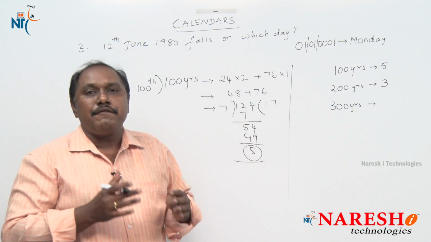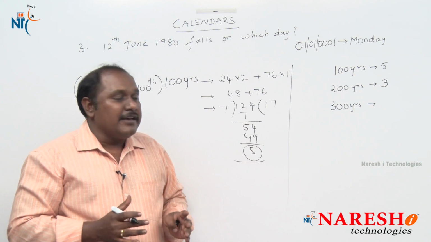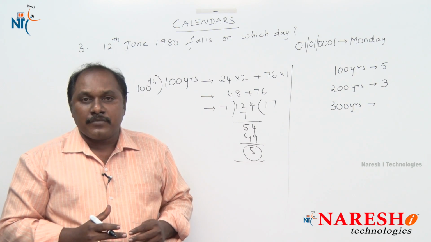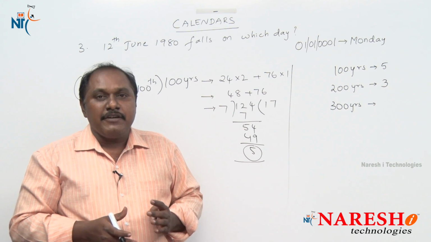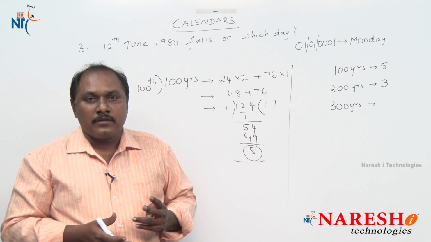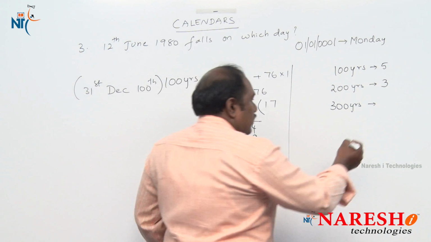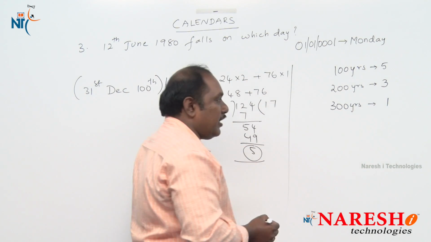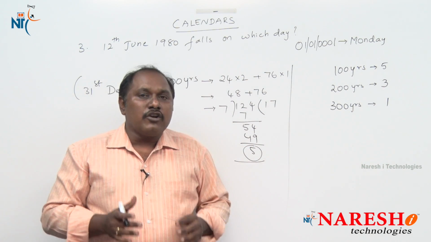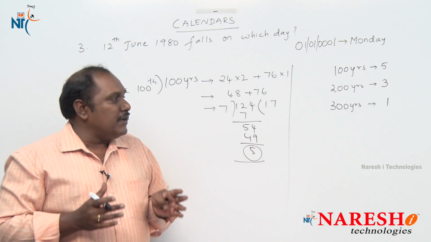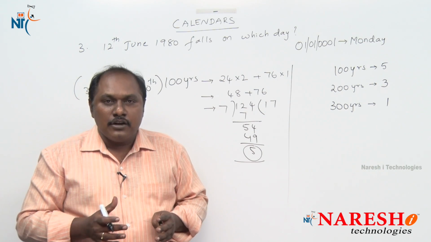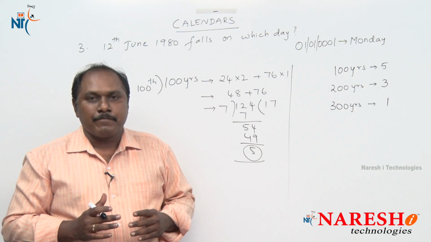If 100 years have 5 odd days, 300 years should have 15 odd days. But in that 15 days, we can make 2 weeks, and we are left with 1 day. So 300 years have 1 odd day. So according to the concept of calendars, 31st December of the 300th year should fall on Monday.